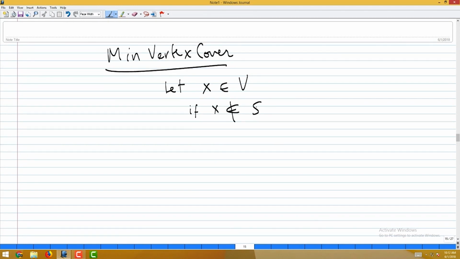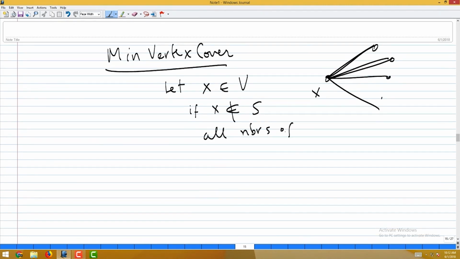So, you are trying all possible subsets. In one subset you pick x, in the other subset you do not pick x, and there is no point in trying subsets that miss some neighbor of it. You know that all neighbors must be in the solution. Why? Because if x is not in the solution, who will cover this edge? This vertex. Who is going to cover this edge? This vertex. So, all neighbors of x must be included. Now, this gives you a starting point for a branching algorithm.